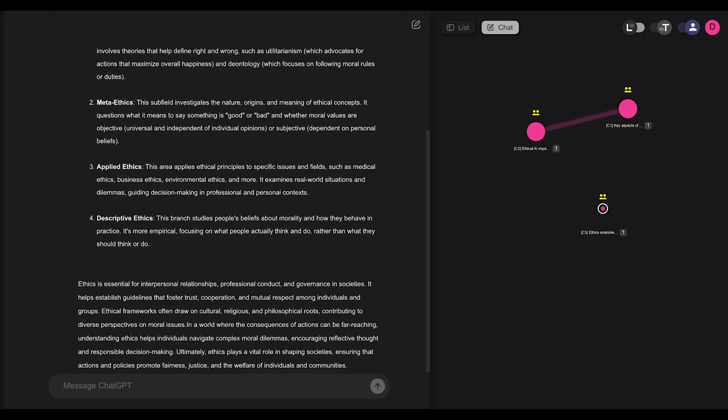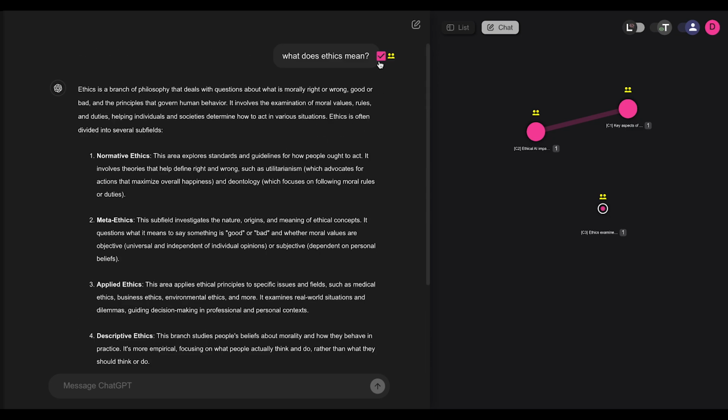David notices that C1 and C2 are connected, indicating a strong relationship between the nodes. However, C3, titled Ethics Examines Moral Principles and Human Behavior, is not connected to the other two nodes and is represented by a small circle, suggesting it is less relevant. As a result, David decides to unshare C3 so it will not appear in the collaborative workspace.